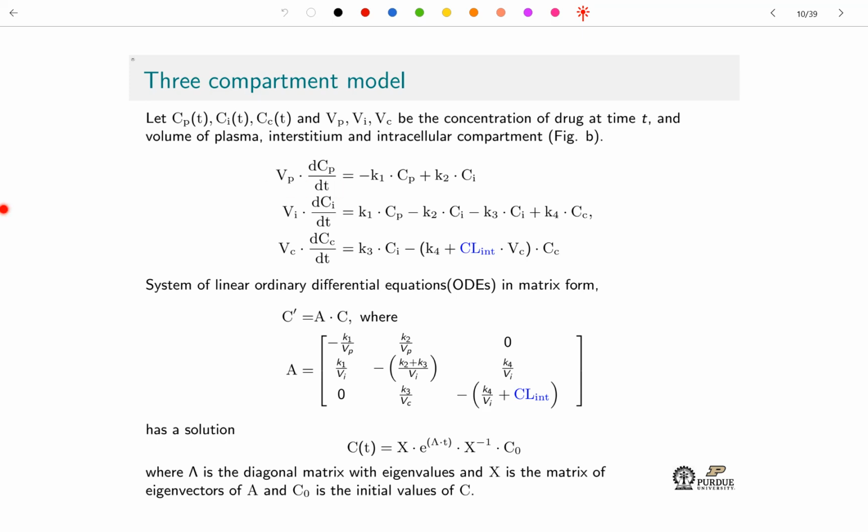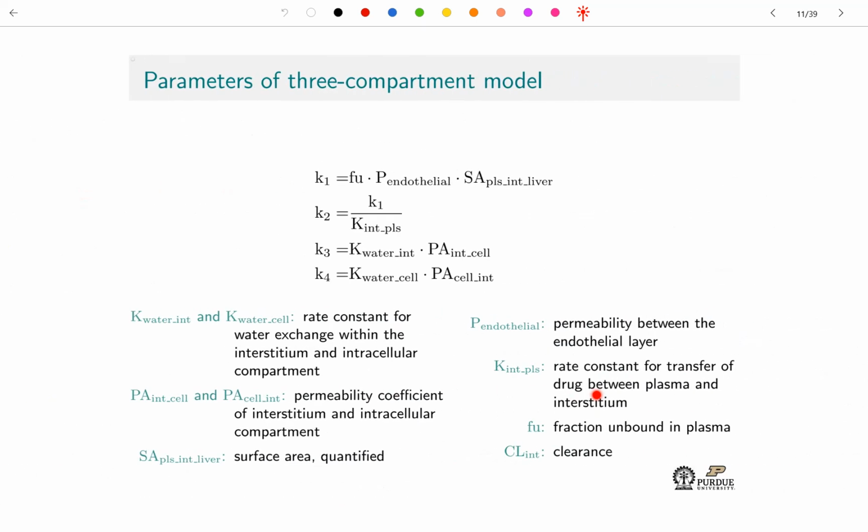Now let us see the parameters in the model. These are the parameters of the three compartment model. We have K1, K2, K3, K4. They are comprised of a group of other parameters, so I'll go through a few of them.